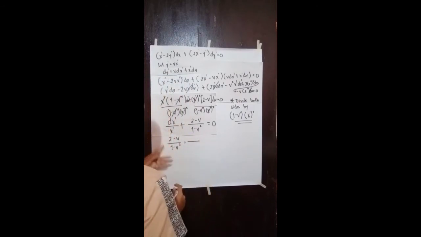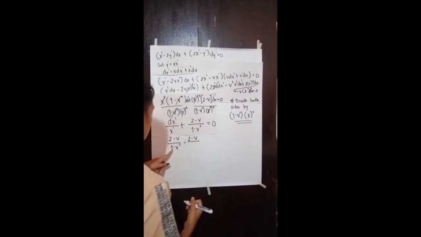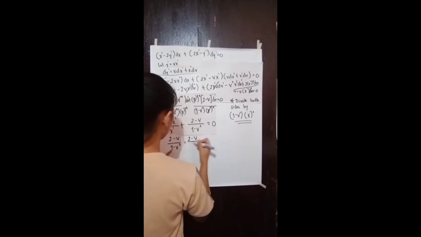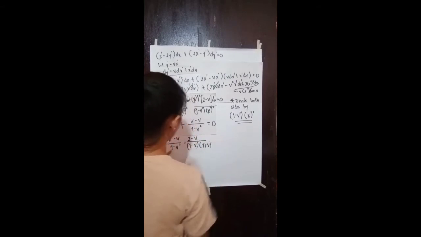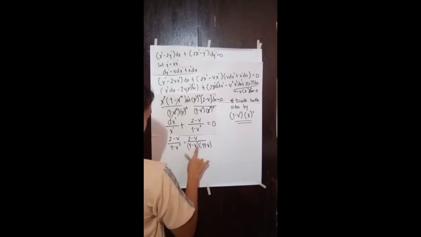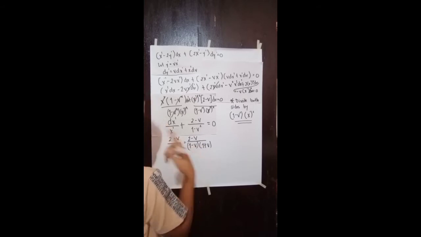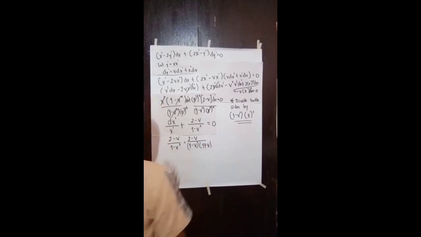It says we need to factor out this denominator. So let's copy the numerator and factor out the denominator: (1 minus v)(1 plus v). We know why it is like that because 1 times 1 is 1, 1 times v is v, negative v times 1 is negative v, so those cancel, and negative v times v is negative v squared. So that is the factored form of the denominator.